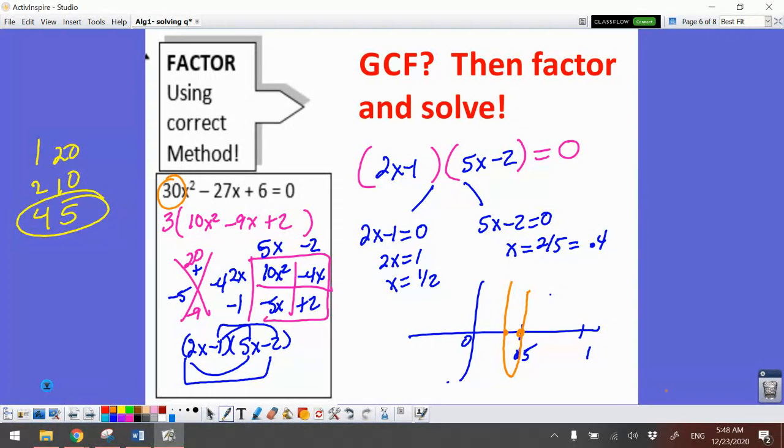Now, some of you may be going, hey, what's up with the 3? Well, notice there's no variable there. Okay, so if there is no variable in my GCF, I'm just going to ignore that 3. It's technically there, but it is not a solution to my quadratic. If there was a variable there, totally different story.